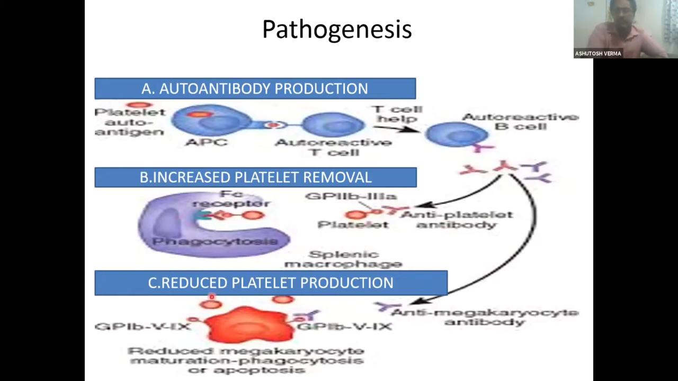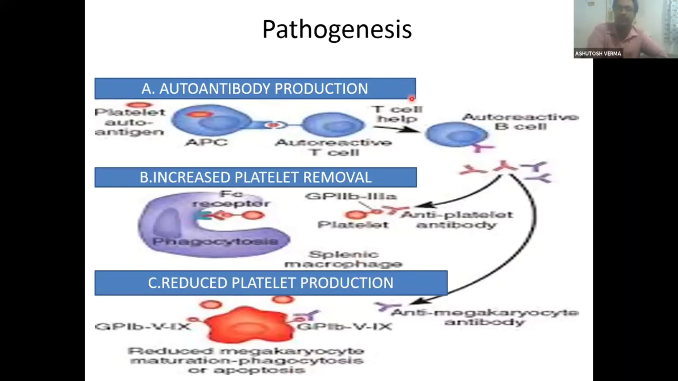The third mechanism is reduced platelet production. So these antibodies are also produced against the megakaryocytes. When they bind with the megakaryocyte, they cause decreased maturation, phagocytosis or apoptosis. So the drugs which are used in the treatment of ITP, like first line drugs such as steroids, IVIG, anti-D, all the drugs act on this pathogenesis only.